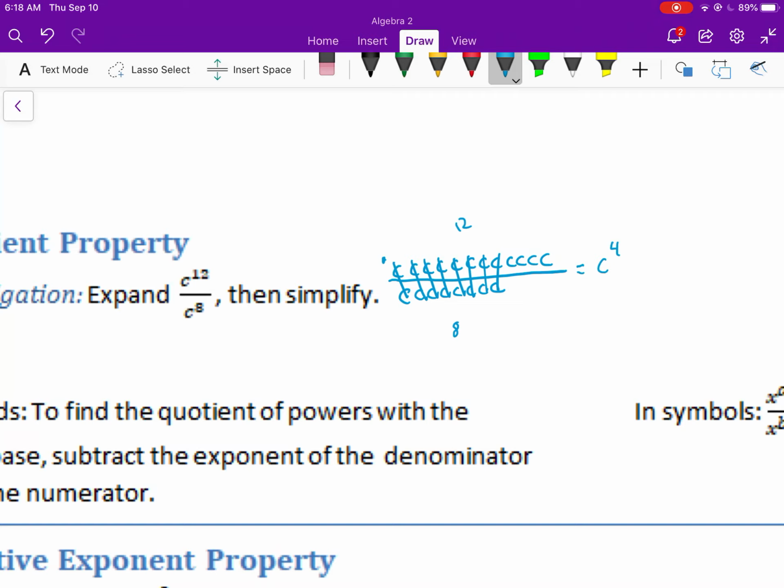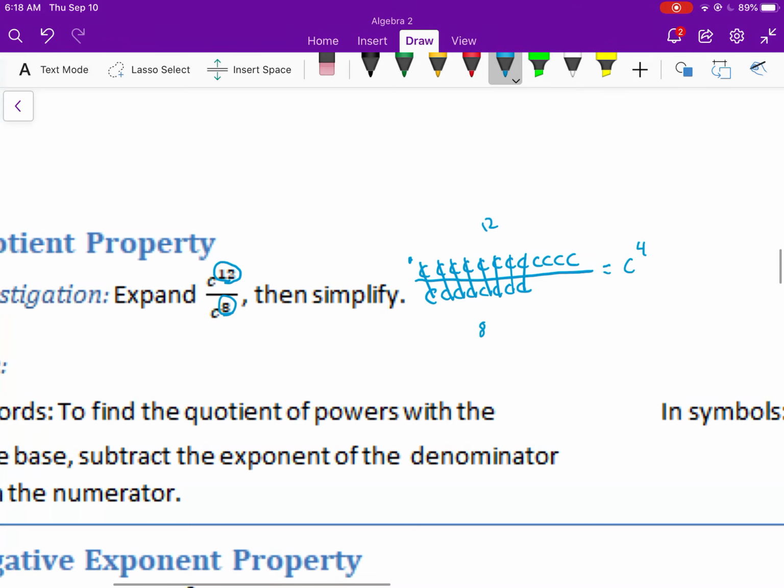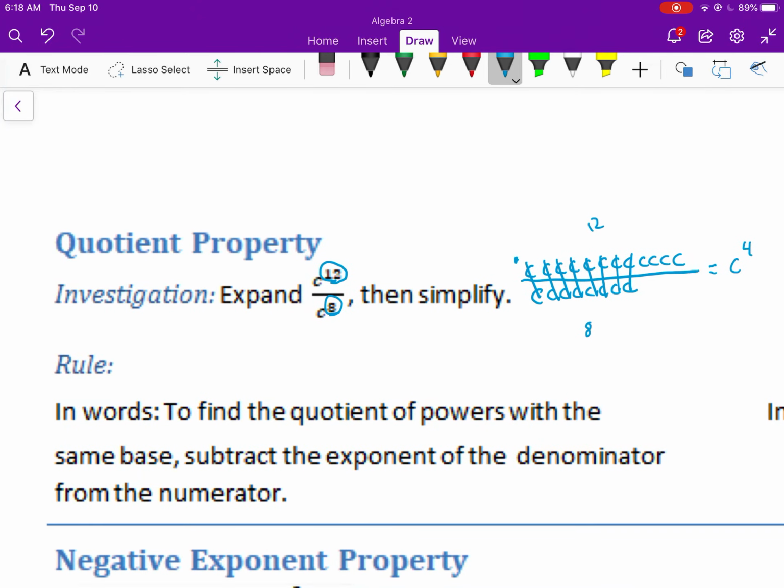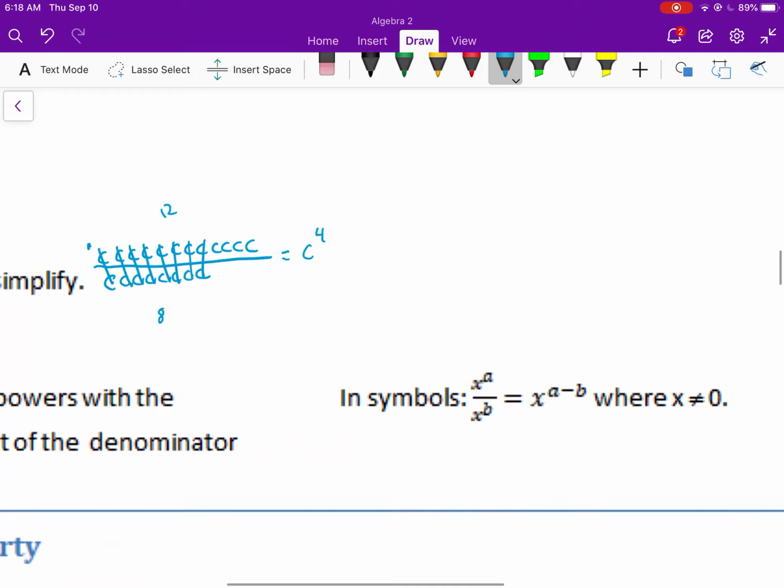8 of the c's canceled, and so we're left with 4, which means we can take this upper number and subtract the lower number to get how many c's we have left. So to find the quotient, the rule, to find the quotient of powers with the same base, subtract the exponent of the denominator from the exponent of the numerator.